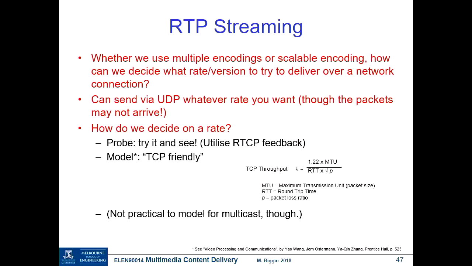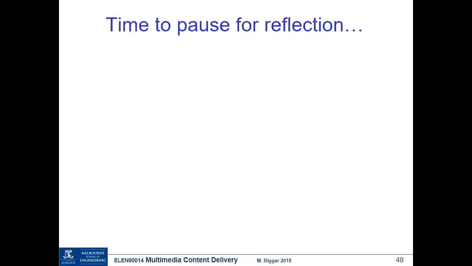So just to say that there is this issue about deciding what rate we can send using RTP. So with all that background about network protocols and the need for short delay, and the development of RTP over UDP and the development of RTCP and RTSP, it's time to just pause for a bit of reflection about where we are.